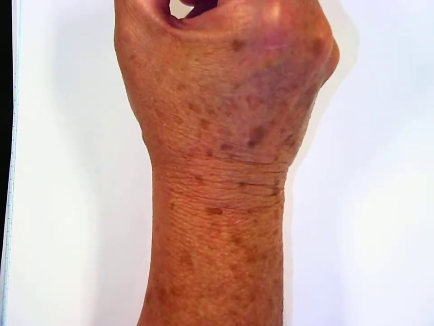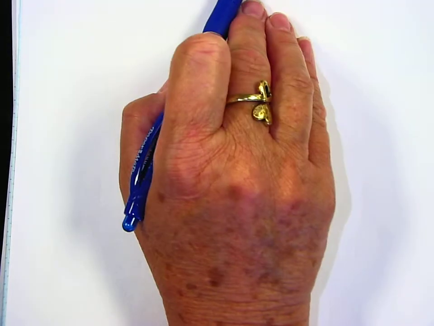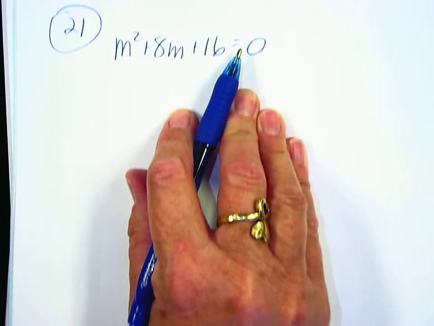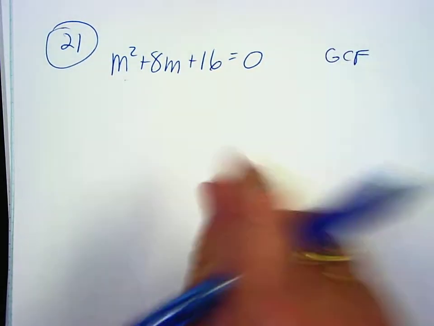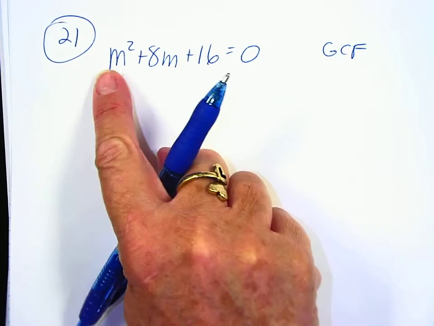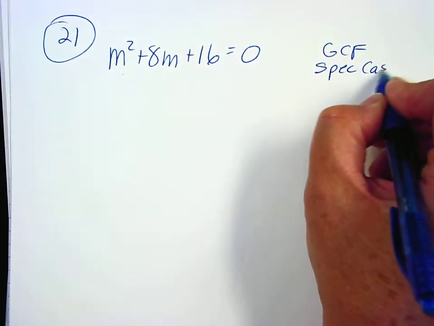All right, we are on number 21, which is m squared plus 8m plus 16 equals 0. I'm going to factor this if I can. So what I'm going to do is look for a GCF, and I don't see one. I'm going to look for special cases. Is this a PST?